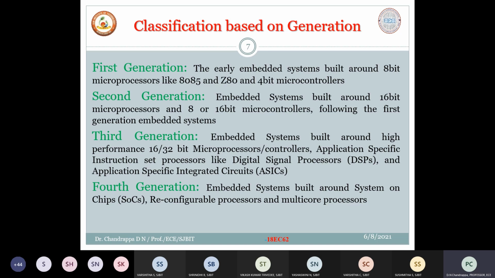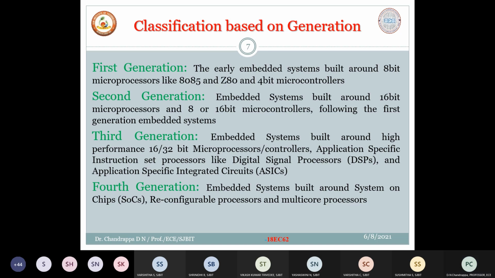Even in the latest technology, they are still very familiar, and in real-time applications and day-to-day activities we still use these devices or embedded systems. It is a very specific device or system. Get my point? That is the DSP, the application specific instruction set processor. All these were introduced during the third generation.